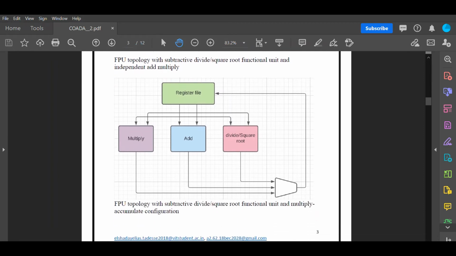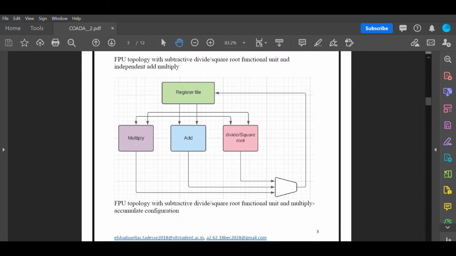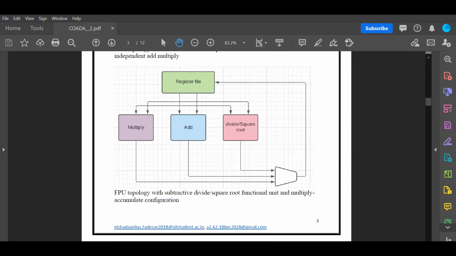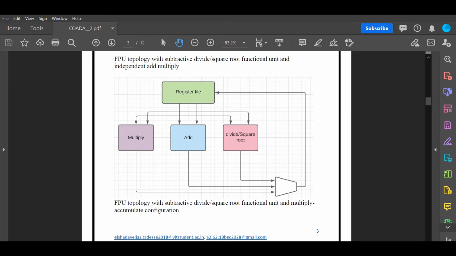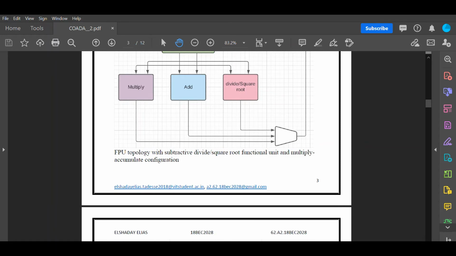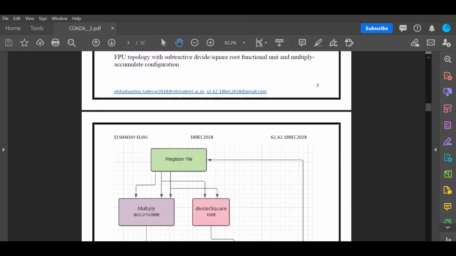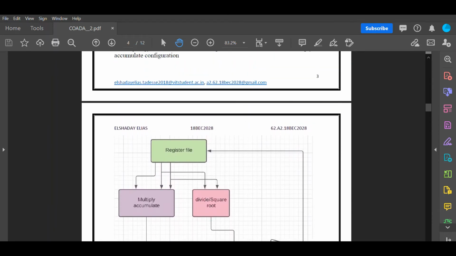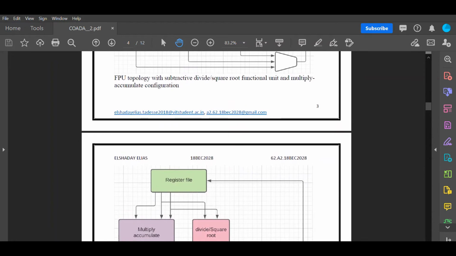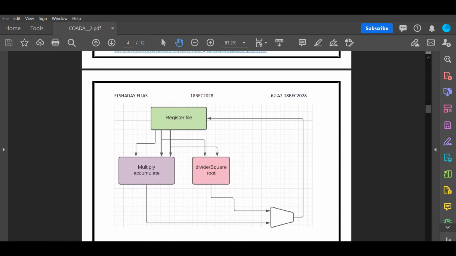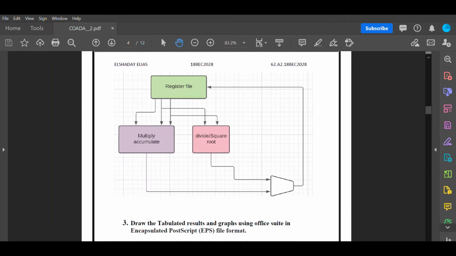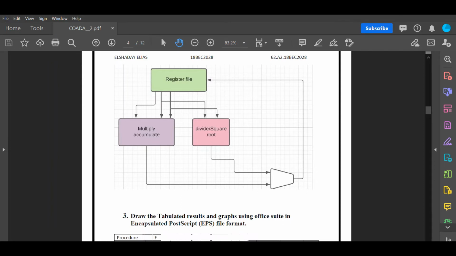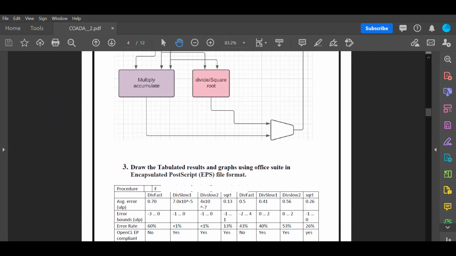The FPU topology with subtractive divide or square root functional unit and independent add multiply consists of a register file, multiply, add, divide, square root, and mux. Here is the FPU topology with subtractive divide or square root functional unit and multiply accumulate configuration. This one consists of a register file, multiply accumulate, and divide or square root with mux.